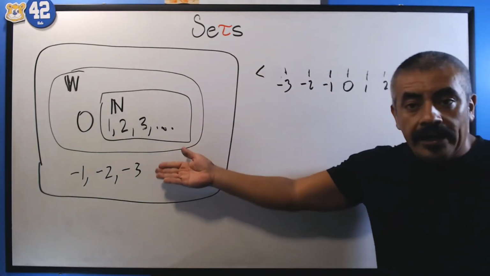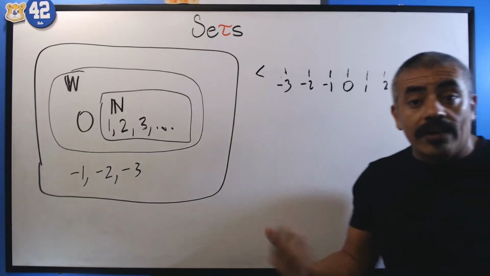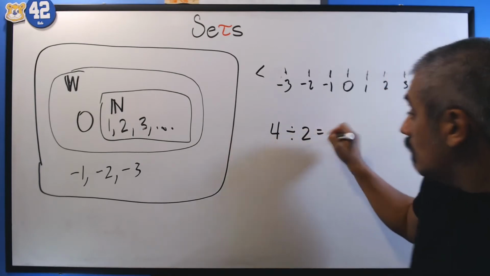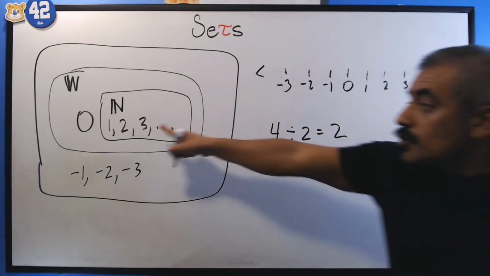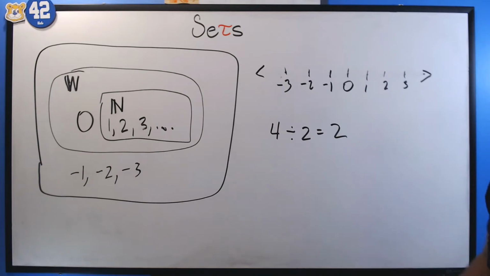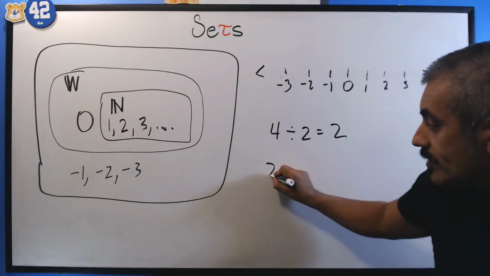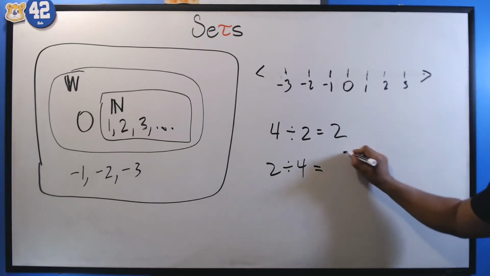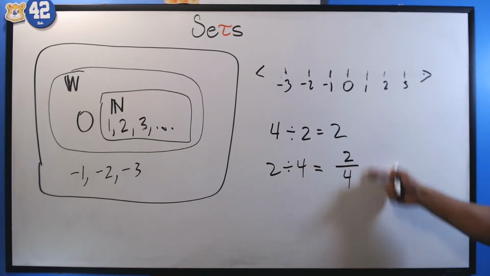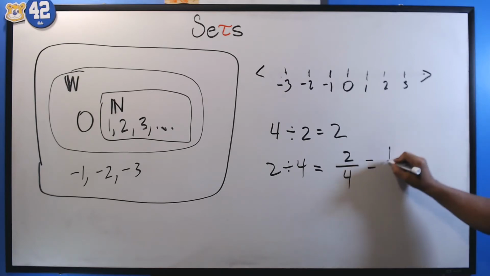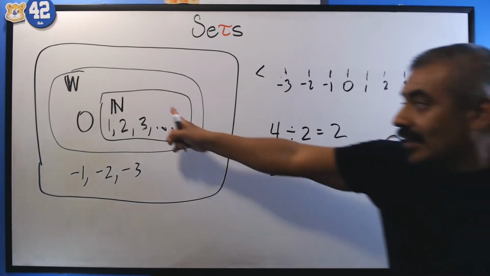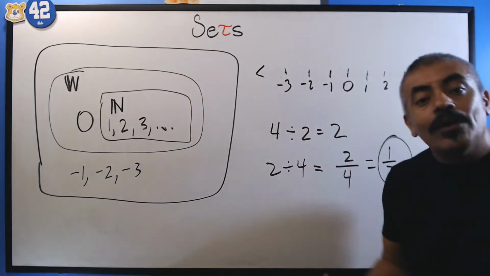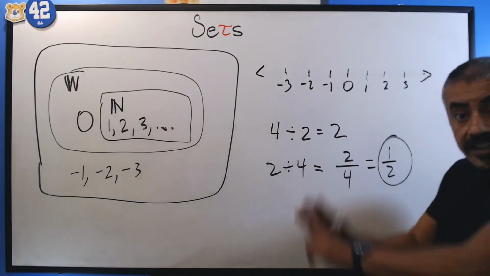We cannot divide. If we say what is 4 divided by 2, that's fine. That gives us a 2. 2 is a natural number. That's okay. But if we reverse this and say, well, what is 2 divided by 4? And if we reduce, we get 1/2, but 1/2 is not a natural number. It's not a whole number, and it's not an integer. So now we have to extend our set again.